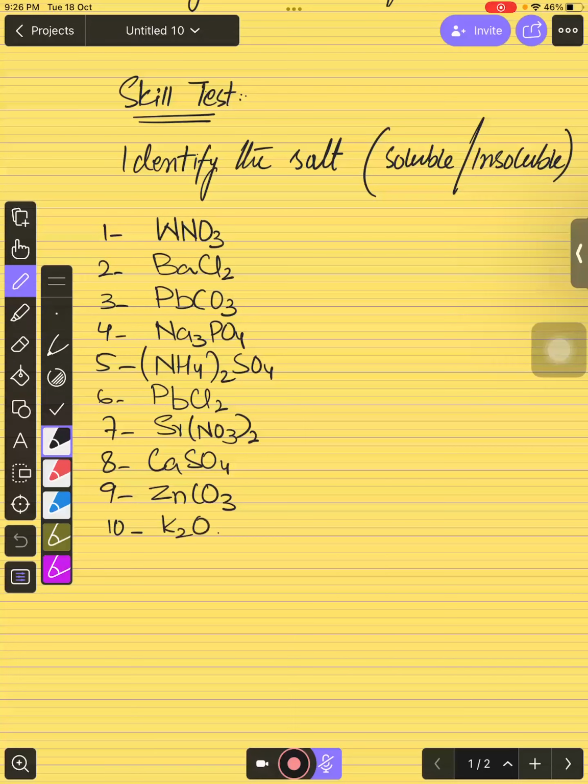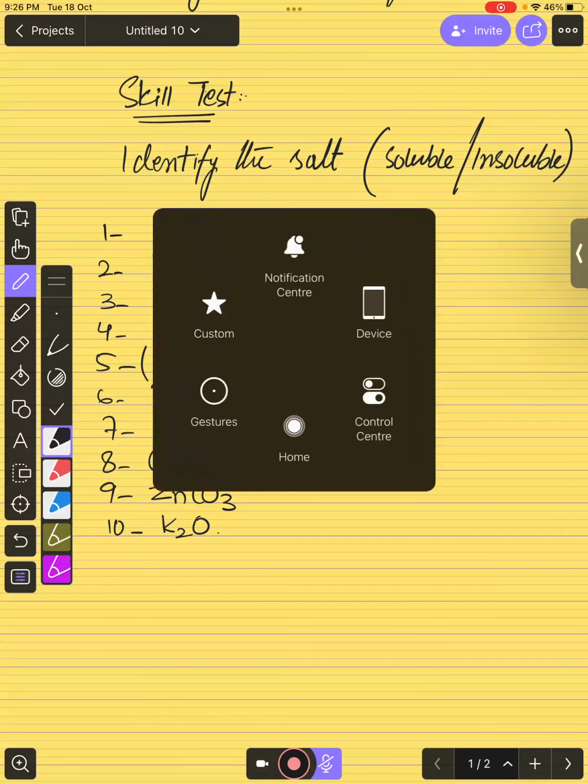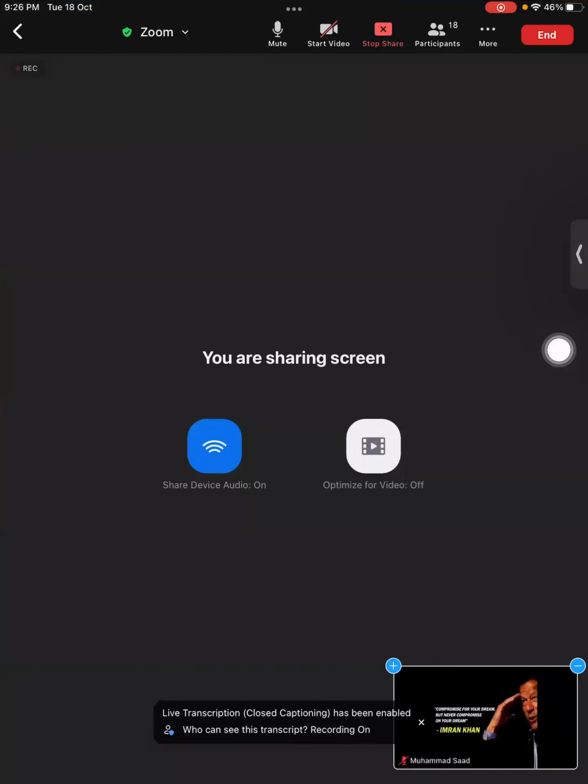For example, we have potassium oxide. So you just need to write down in front of the salt whether it is soluble or not. I am giving you 2 minutes to solve this. Just solve this and send me the answer.